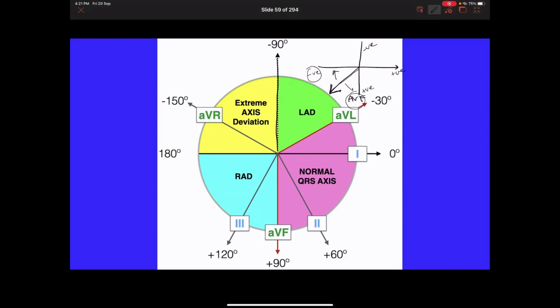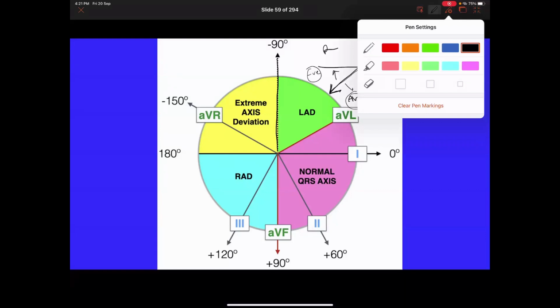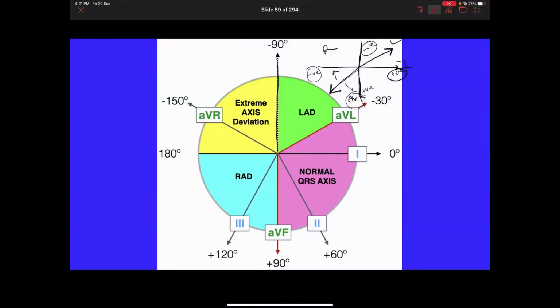Okay, let's say you have an axis that's here. This is left, and you know this is left because this is right and this is left. So this means that it has the negative from the AVF and it has the positive from lead 1. Do you get this, or do I repeat? I think I'm going to repeat this. Does everyone get it? Is there anything in the chat?